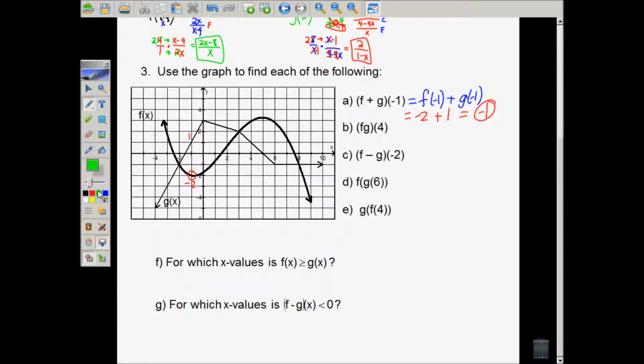What's happening here? You're multiplying f and g. So I'm multiplying, so this means it's going to be f of 4 times g of 4.